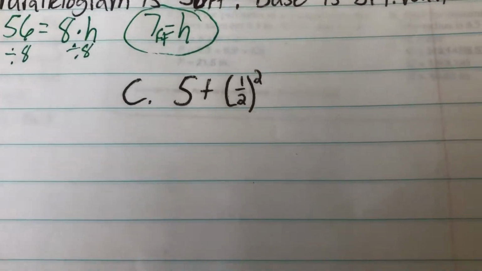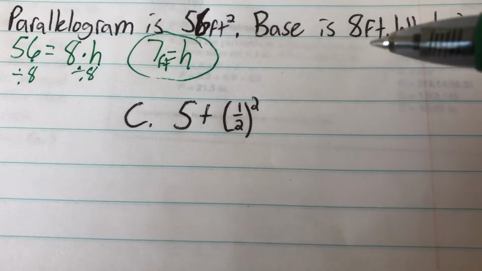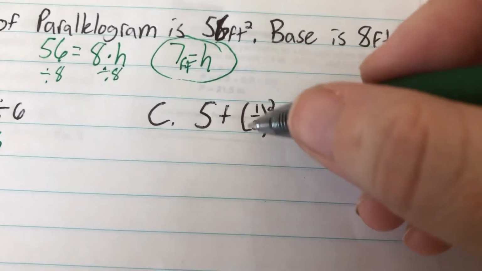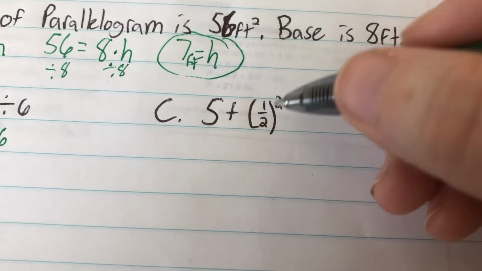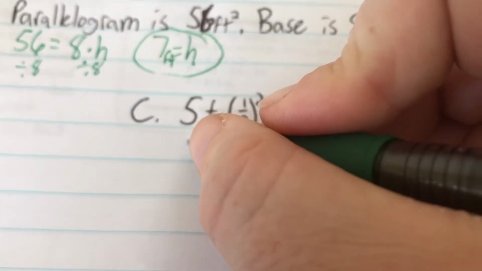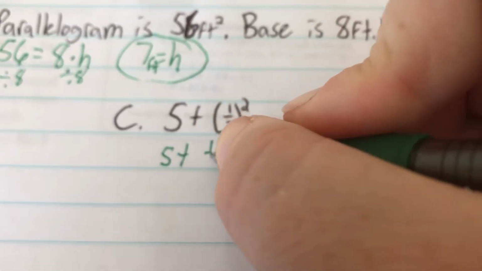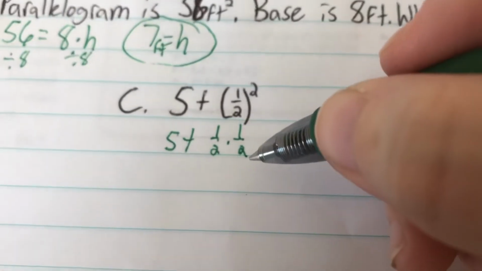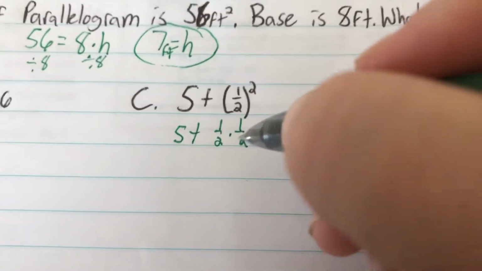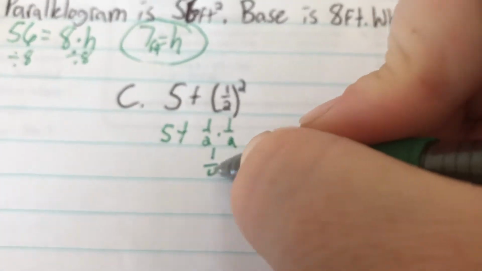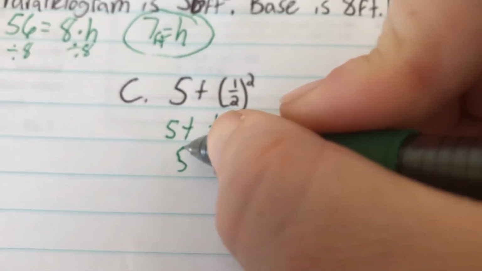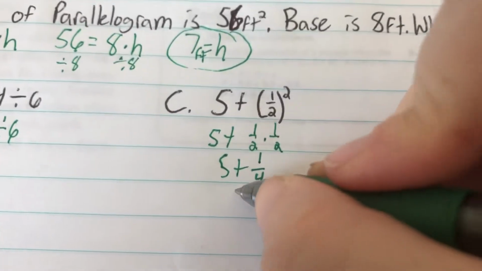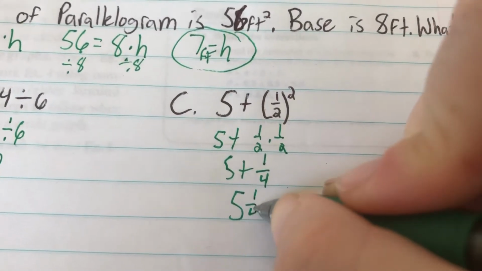Okay, C. We have 5 plus 1/2, all squared. So we have our parentheses. We need to square what is in that parentheses. So that means 5 plus 1/2 times 1/2. Well, 1/2 times 1/2 is 1/4. So it'll be 5 plus 1/4. 5 plus 1/4 is 5 1/4.